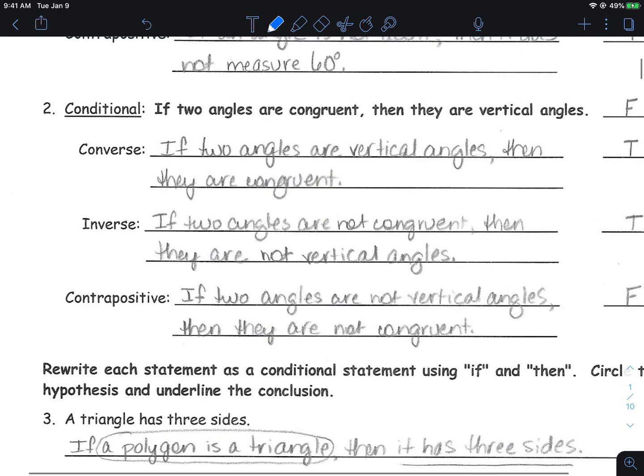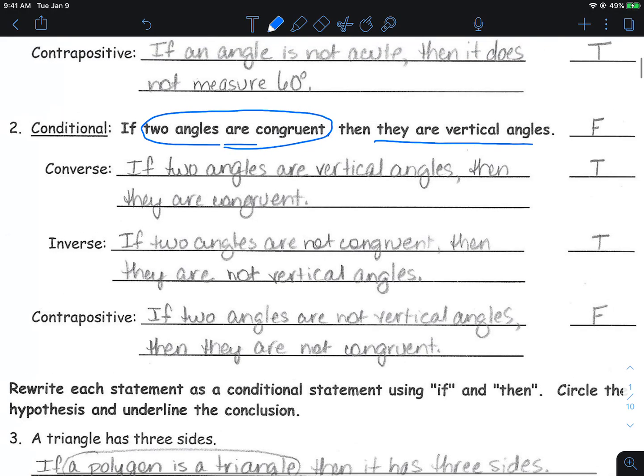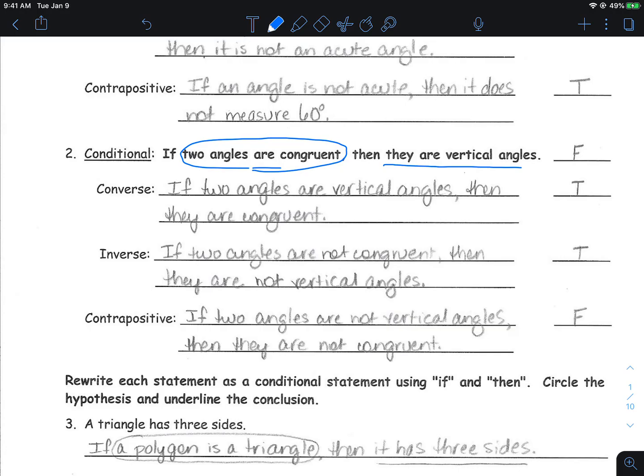If two angles are congruent, then they are vertical angles. Okay, so that's not necessarily true in that case, because they could possibly be something other than vertical angles. Converse would be if two angles are vertical angles, then they are congruent. Now that is true. All vertical angles are congruent. So that one is a true statement. If two angles are not congruent, then they are not vertical angles. So that one was true. That's the inverse. And then the contrapositive, if two angles are not vertical angles, then they are not congruent. And that one is false.